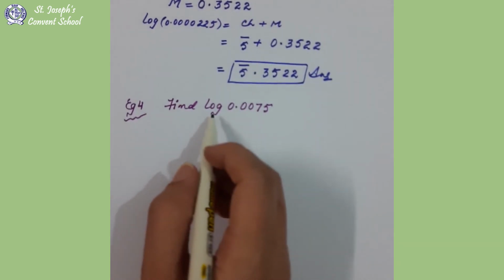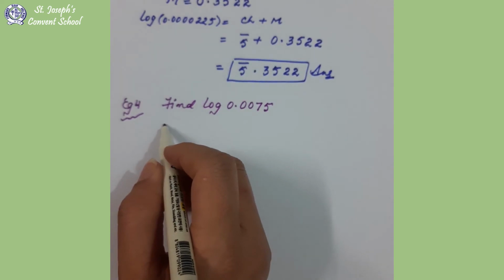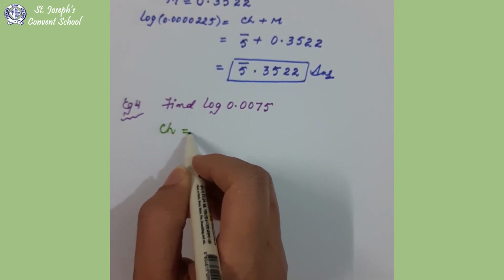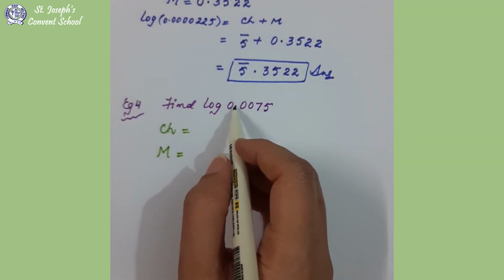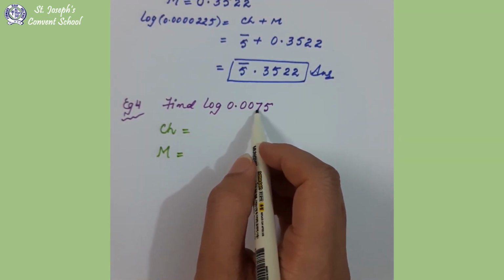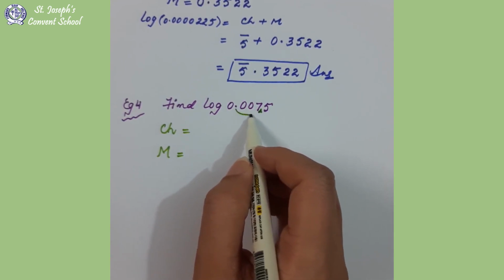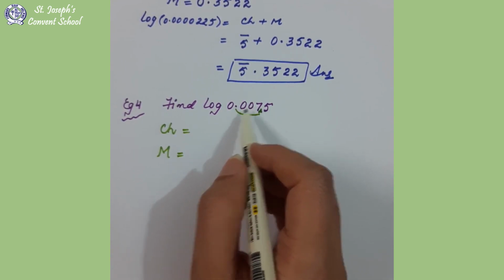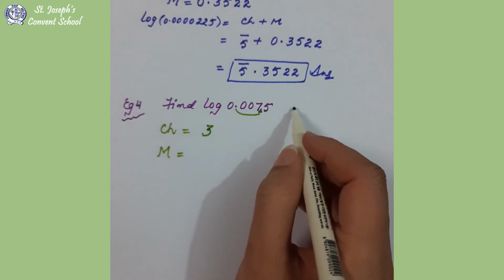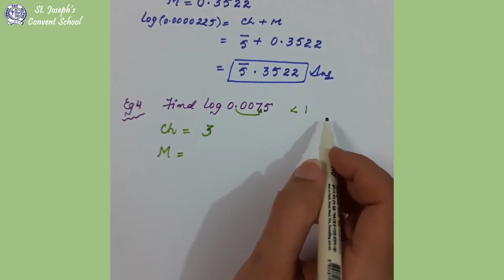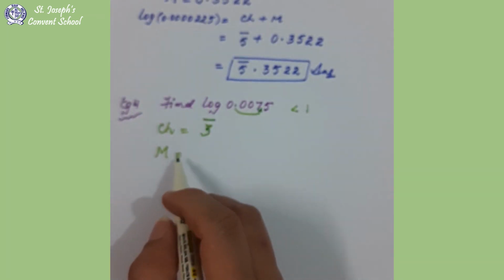Now you have to find log of 0.0075. Again, same way, find the characteristic and then find the mantissa. For the characteristic, shift the decimal to after the first non-zero digit, so it means here. So how many places? 1 2 3 places. Now the number you can see is less than 1, or you can see you are moving towards the right side, so it is negative, bar 3.